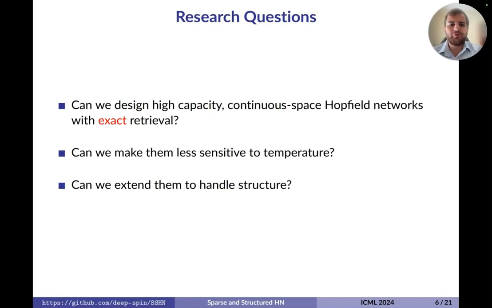In this paper, we aim to address these questions. More concretely, can we design high-capacity continuous space Hopfield networks with exact retrieval? Can we make them less sensitive to temperature? And can we extend them to handle structure?